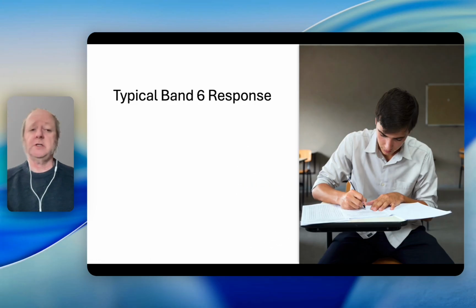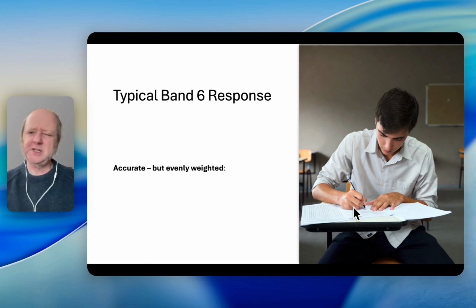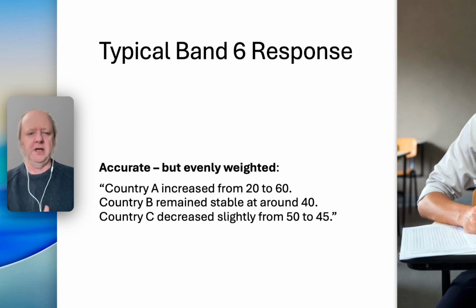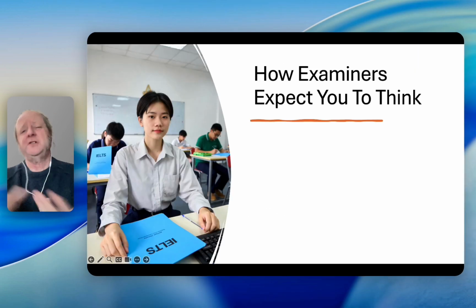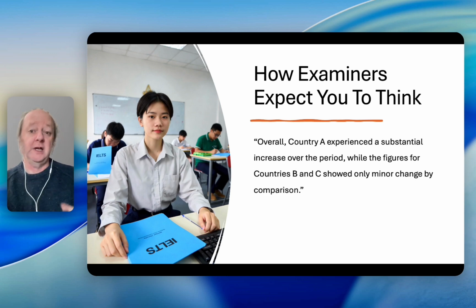First, let's check out a typical band 6 response. So this is going to be accurate, but it's evenly weighted. What do I mean? Let's have a look. Country A increased from 20 to 60, country B remained stable at around 40, and country C decreased slightly from 50 to 45. All the information we can say is accurate, but nothing's been prioritized. Nothing's telling you what's most important. It's all the same. It's evenly reported. And that's not how examiners expect you to write or think. They expect something else, like this.